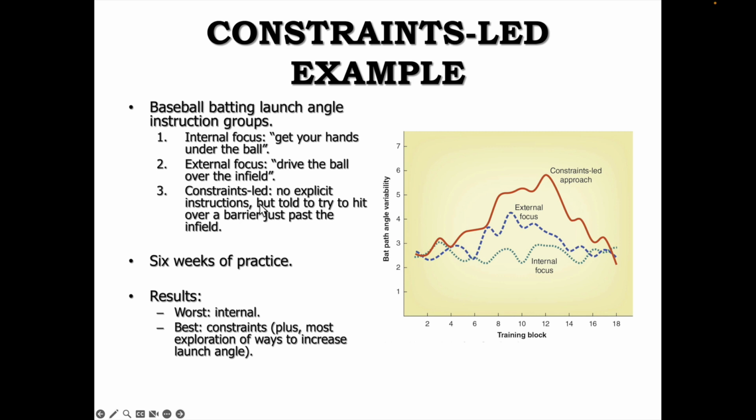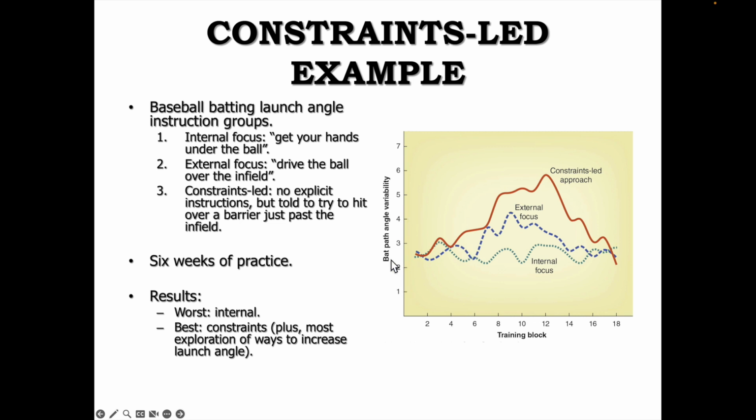They were not given any particular instructions. The only instruction they were given was to try to hit over a barrier that was just past the infield. And they had 6 weeks of practice working on their launch angle and their swing. In this diagram, these are the results. On the x-axis is the number of training sessions, training sessions 2 through 18, for example.